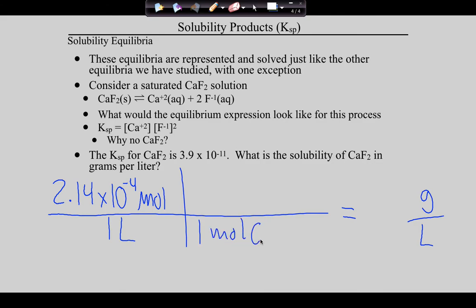For every 1 mole of CaF2, calcium is 40. Fluorine is 19. Oh gosh, that didn't go well. So 78 grams. So this is 78 grams in a mole. So we have 78 times 2.14 times 10 to the negative fourth. And I get 0.0167 grams. So guys, you can functionally get about 17 milligrams of this stuff to dissolve into a liter of water.